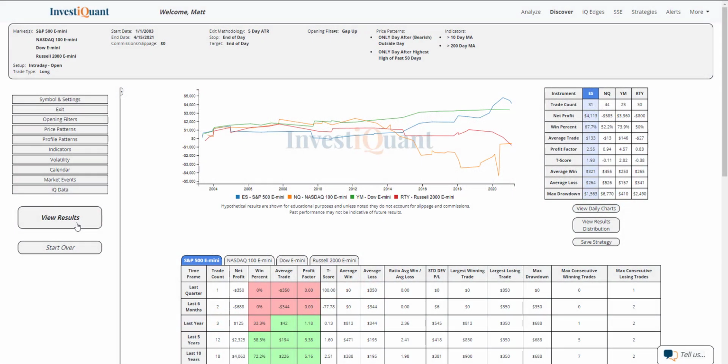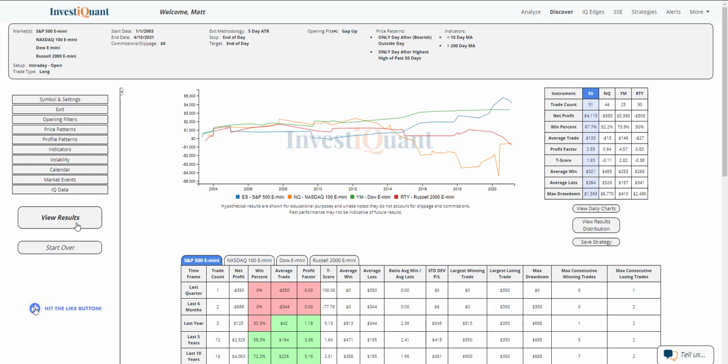And here we go. These are the results based upon entering the market long at 9:30 a.m. Eastern Time, exiting at the close, which is 4:15 p.m. Eastern Time, when you are gapping up when the prior day had a bearish outside day. And that bearish outside day just means that it had a higher daily high, a lower daily low, and closed below the opening print of the session. So it makes a red candlestick. And then it also had the highest high of the past 50 days. So that higher daily high was the highest high of the past 50 days. And this is taking place above a 10 and 200-day simple moving average.